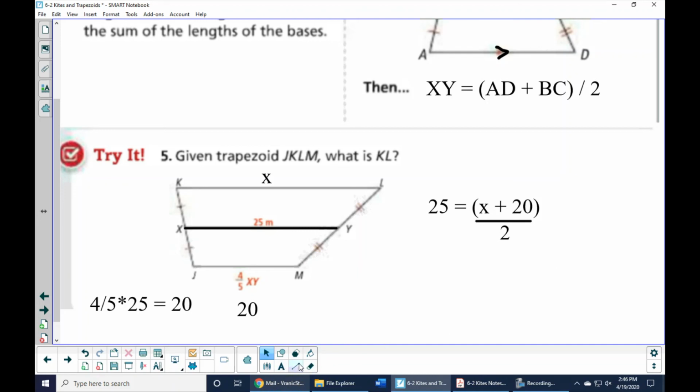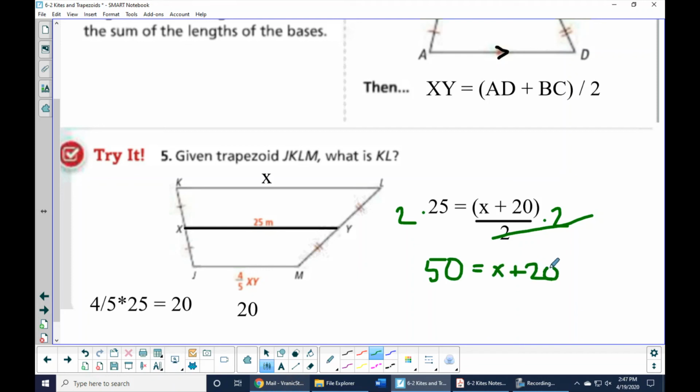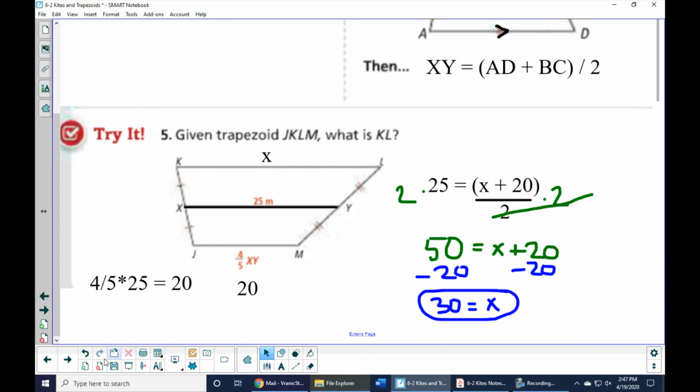Okay. So, first step. First thing that we should do, strongly recommend to you, let's get rid of this 2 down here. Let's multiply both sides by 2. That means these go, see ya. 2 times 25, that leaves us with 50. And then on the other side is just X plus 20. We subtract both sides by 20. X comes out to equal 30. Very good. Okay, that's the end of our notes.